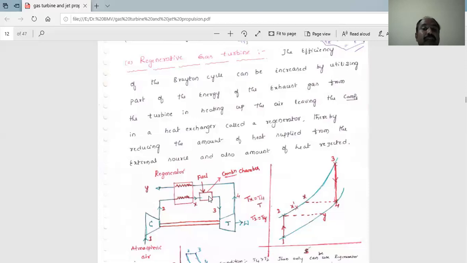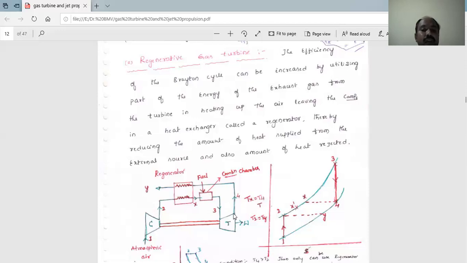Minimum amount of heat will be supplied to the combustion chamber, which gives the maximum power output. This is the working principle behind the regenerative gas turbine. The mechanism is very simple in the regenerative gas turbine.